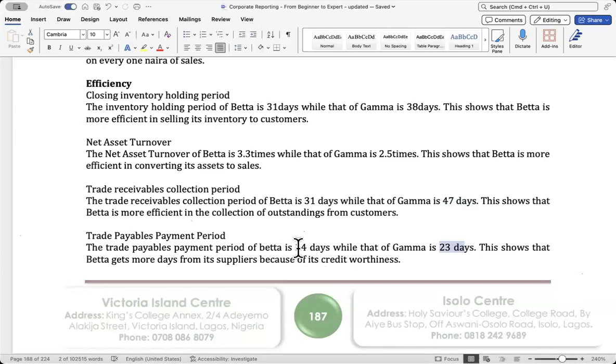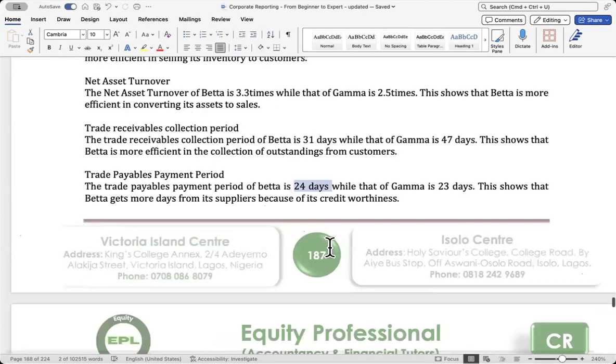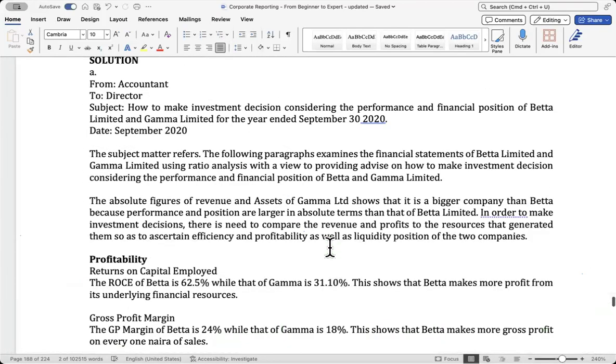I didn't say that he's getting more days because he will be able to use that money to reinvest it. No, I don't. That argument is not supported. Then I moved to liquidity ratio.